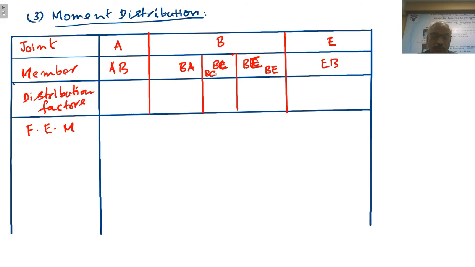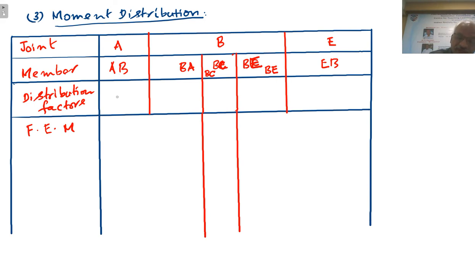Now AB and BA together, one span. Then BE and EB together. Therefore, that is about the tabulation. See, this tabulation is very important. You need not draw vertical lines for all the columns, not necessary.